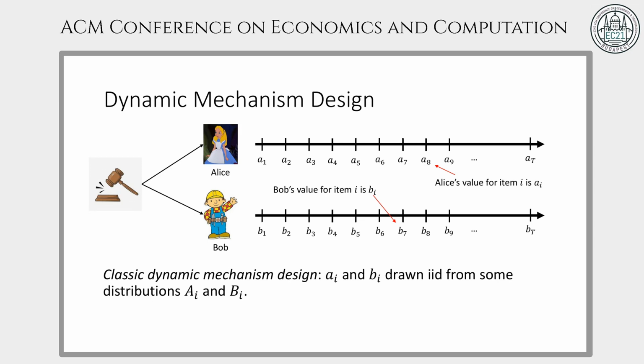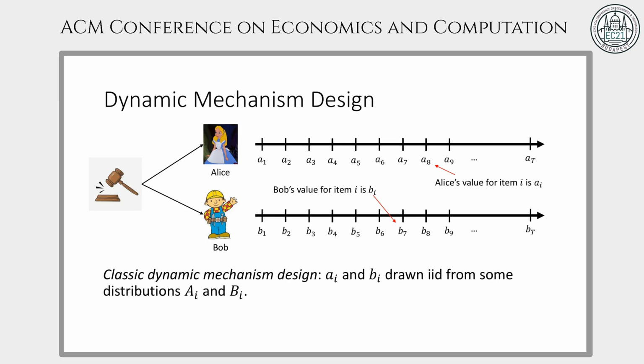And the goal of the auctioneer is to design some mechanism to decide how to allocate the item to Alice and Bob and what prices to charge them. Ideally, the auctioneer would like to design such a mechanism to, for example, maximize their revenue. So classically, dynamic auctions have been studied in the setting where A sub i and B sub i are drawn IID from some distributions, either known or unknown to the auctioneer. And there's been a lot of work in this setting towards goals like characterizing the optimal auctions.